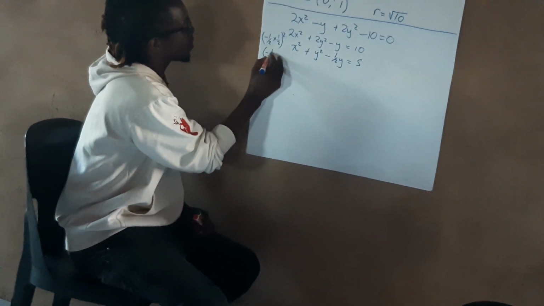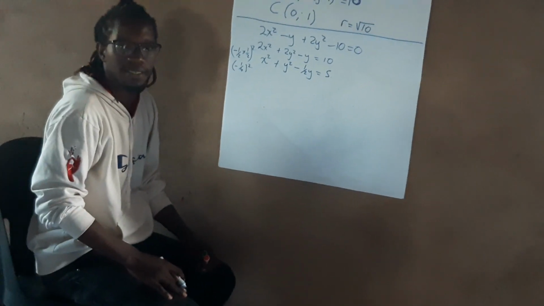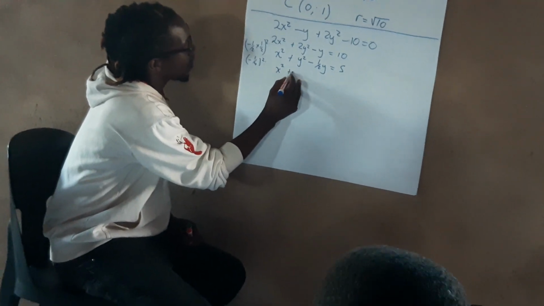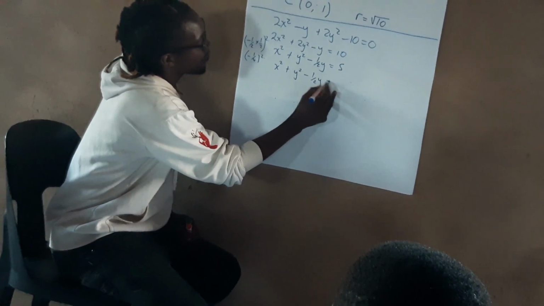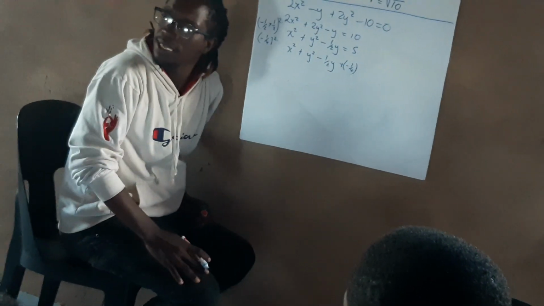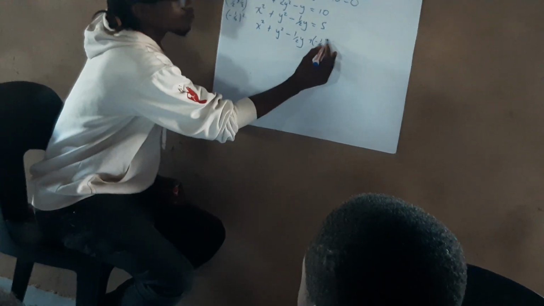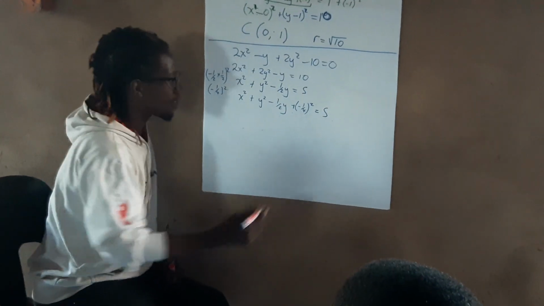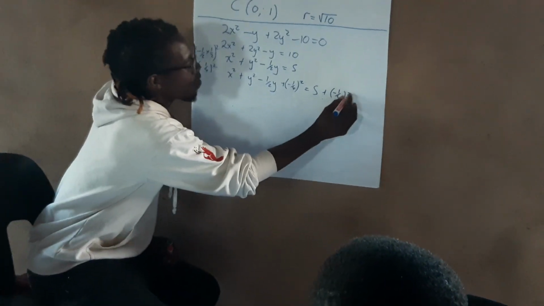So this will give us negative 1 over 4 squared, and then we are going to add it on both sides, right? So this is going to be x squared plus y squared minus half y plus negative 1 over 4 to the power 2 equals 5 plus negative 1 over 4 squared, right?